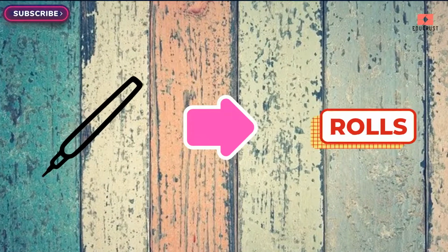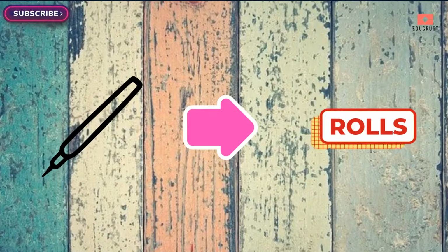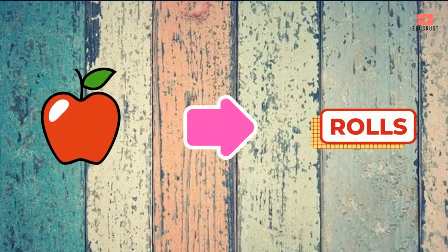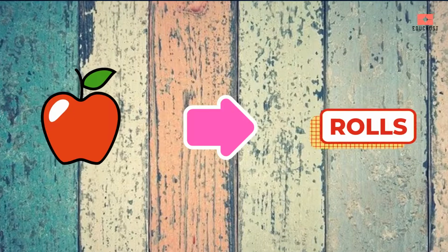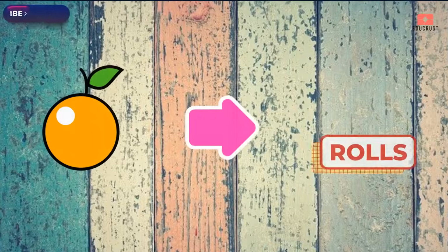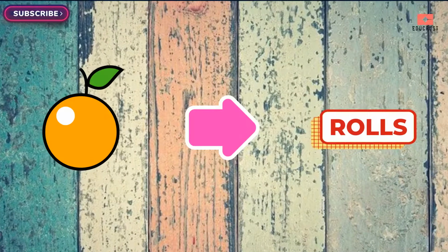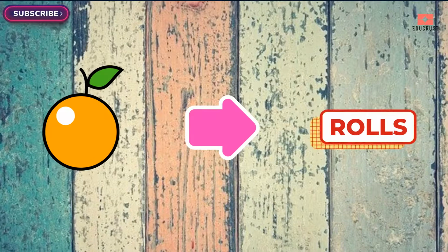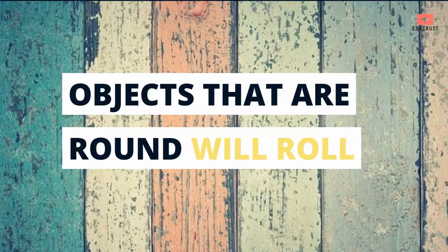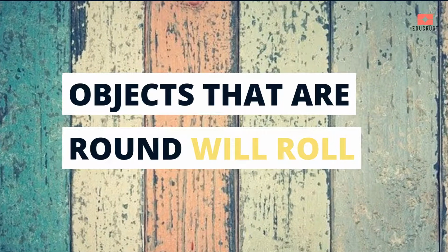This is a pen. A pen rolls. This is an apple. An apple rolls. This is an orange. An orange rolls. Objects that are round will roll.